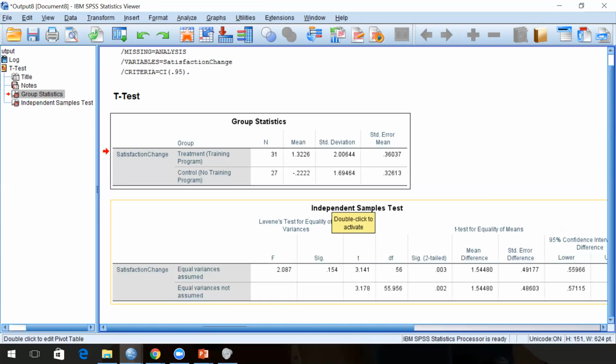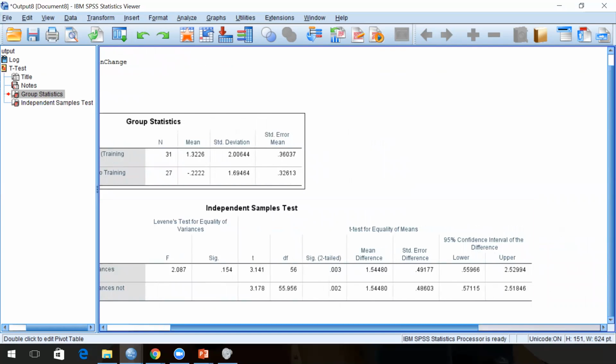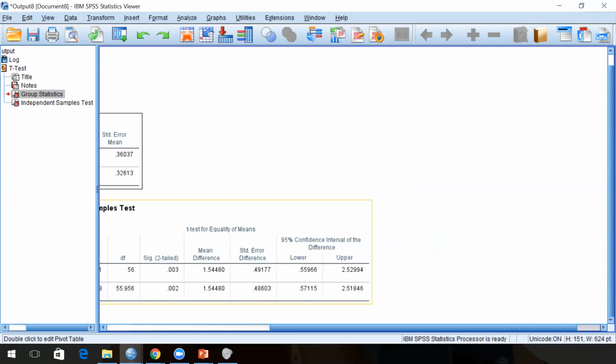I always just look at equal variance. It never really makes a difference, typically. So what we want to look at is a couple of things down here. We want to look at significance, which is 0.003. That's pretty low. That's less than our commonly used alpha of 0.05. So that tells us that the difference that we see is statistically significant.